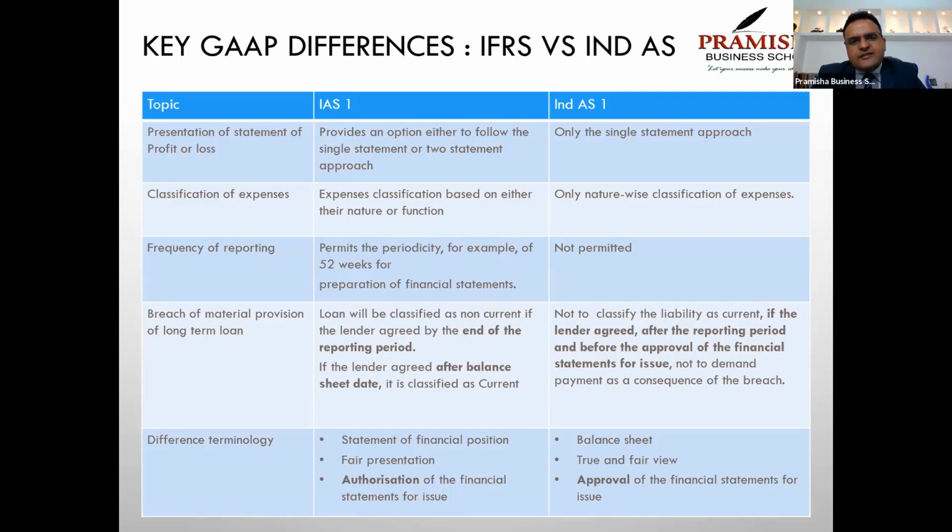So there is a relaxation taken by IndAS that if there is a liability which is supposed to be repaid on the balance sheet date and the lender has not agreed, then it has to be classified as current liability, to be repaid within 1 year. But if the lender agrees after 31st March and before the financial statements are authorized for issue, IndAS says that if this happens, we would like to continue to record that liability as non-current liability. We do not wish to reclassify it as a current liability because this has been refinanced and rolled over. This is the difference between IFRS and IndAS.